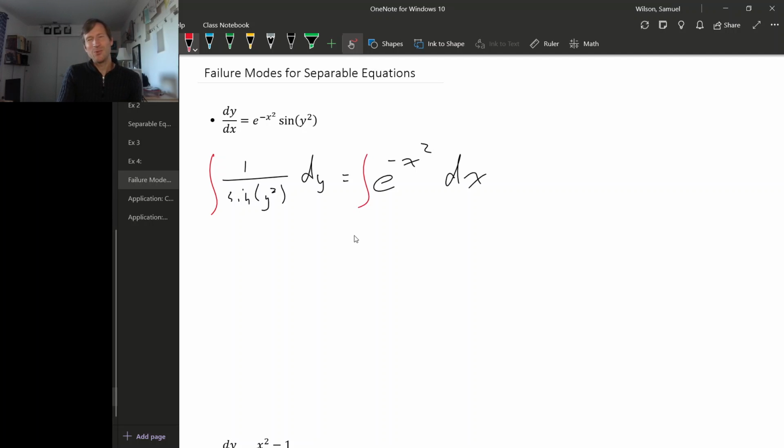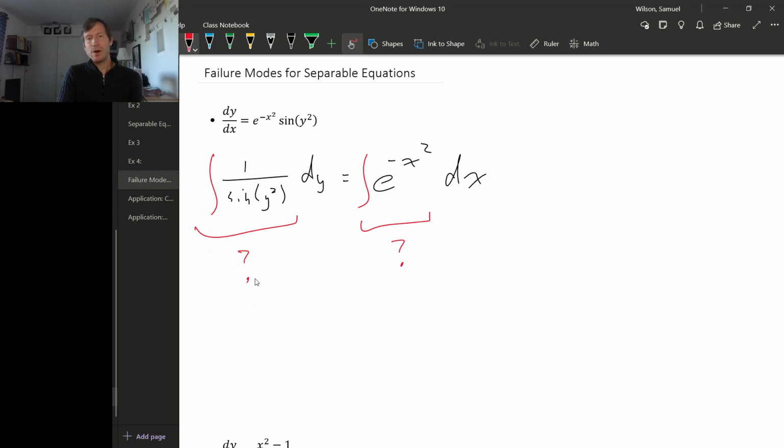And this is where we run into a problem. Because this integral on the right is one of those integrals that's impossible to do. There's no formula we can write down for the antiderivative of e to the minus x squared. You can name that function, but naming it isn't really the same as having a formula for it. So at this point, we can't do this integral. And in fact, on the left-hand side, the situation is just as bad. We can't do that integral either.